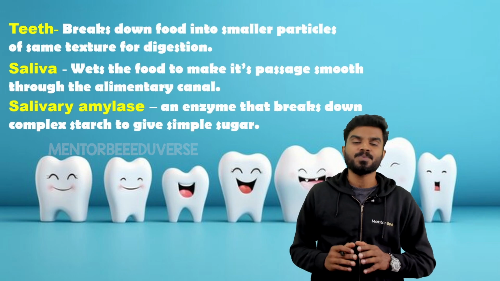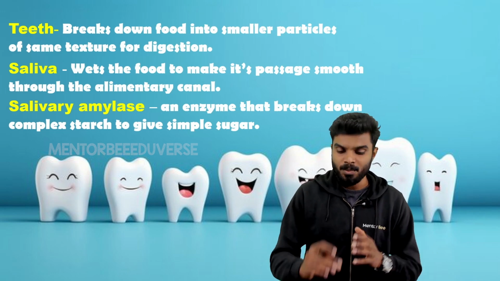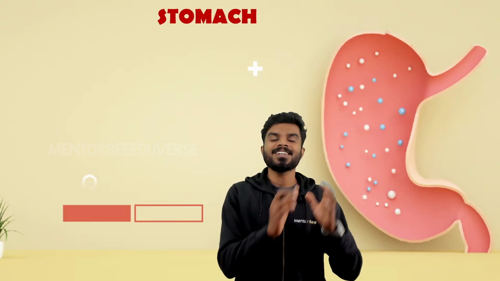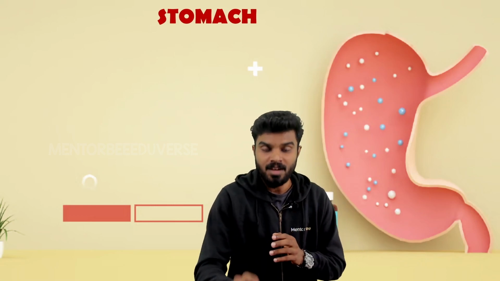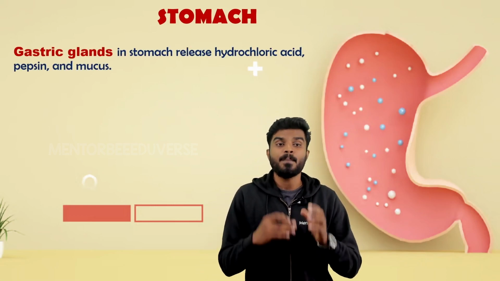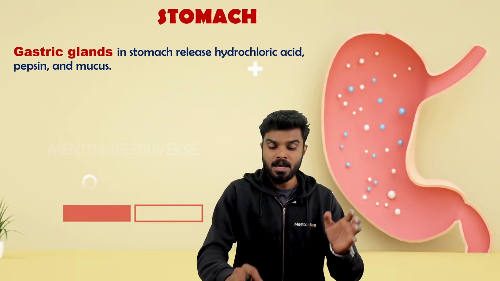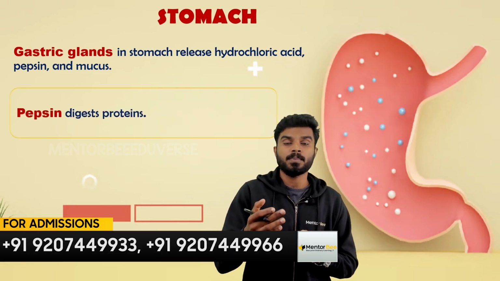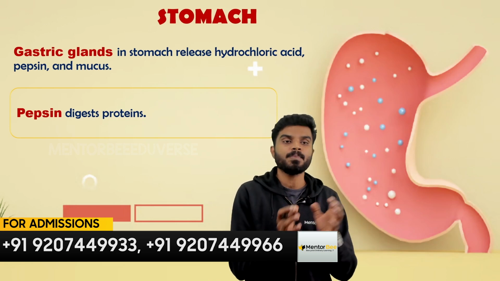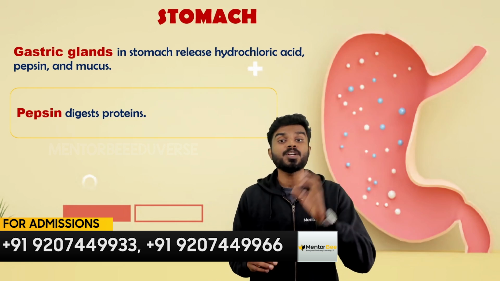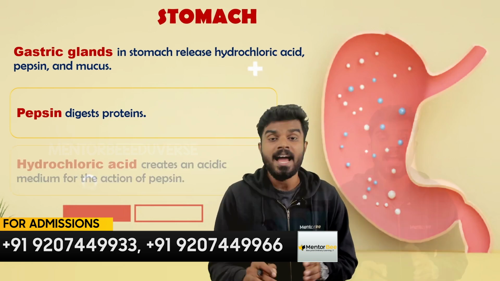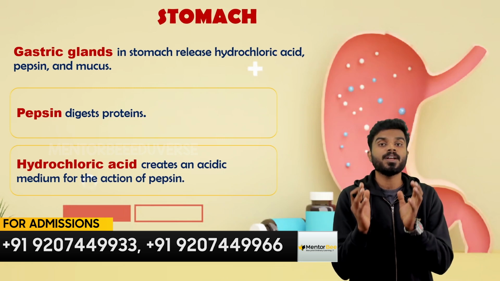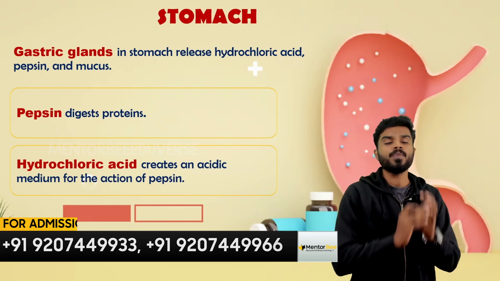After this process, our food travels to our stomach through the esophagus, and there inside our stomach await the gastric glands, which release hydrochloric acid, pepsin and mucus. Pepsin digests the proteins in our food. The hydrochloric acid creates an acidic medium for the efficient action of pepsin. So the hydrochloric acid facilitates the action of pepsin.